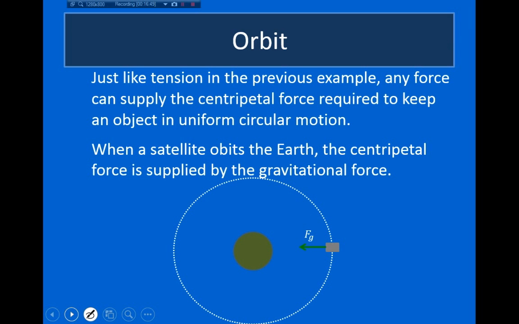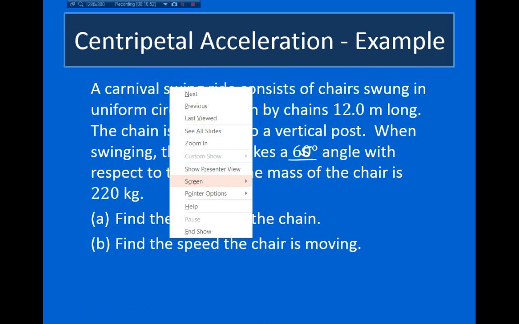So let me kind of draw a picture of what's going on here. We've got this vertical post here, and attached to the top of the vertical post is a chain. And then at the end of the chain is a chair. And this chair is swinging around this post in uniform circular motion. And the angle that the chain forms with respect to this vertical post, this angle right here, is 65 degrees. So the first question just asks us to figure out what is the tension in this chain.